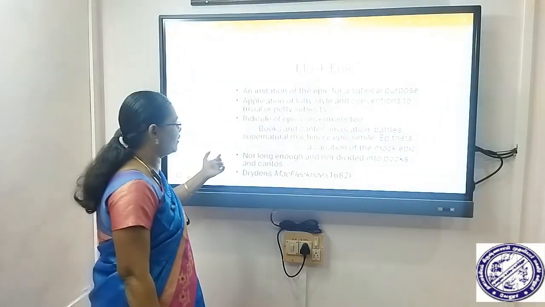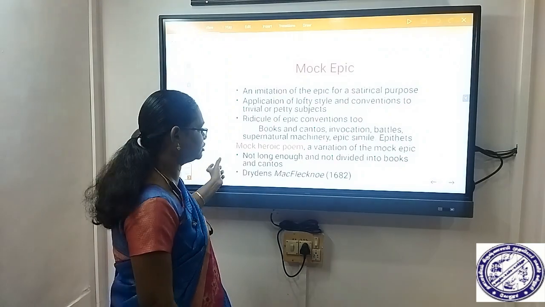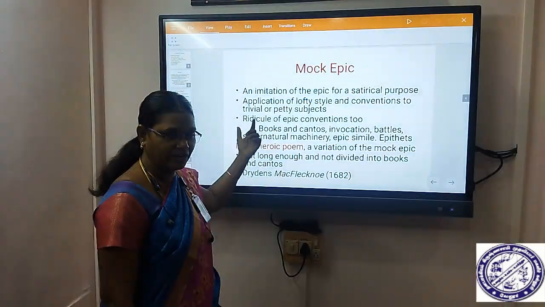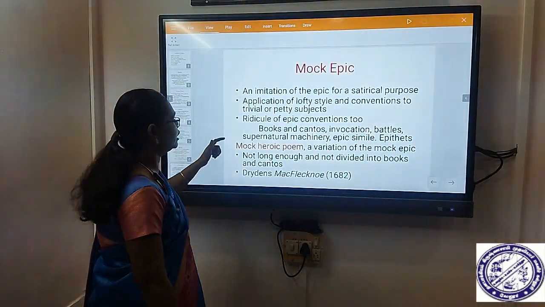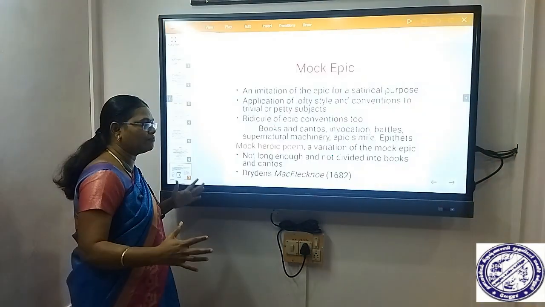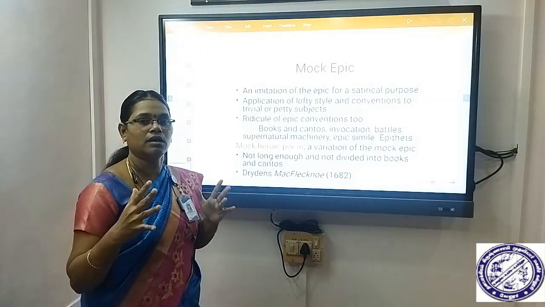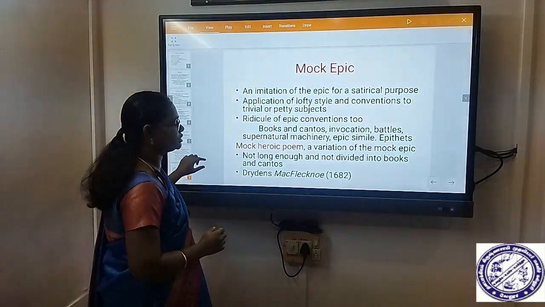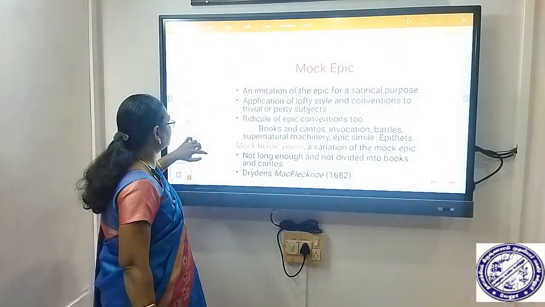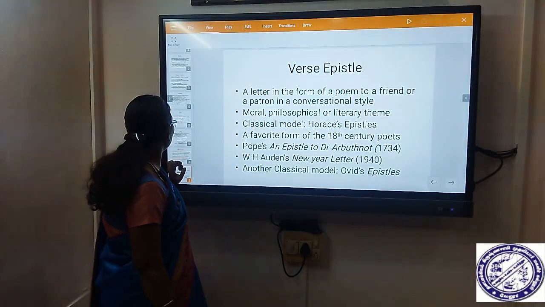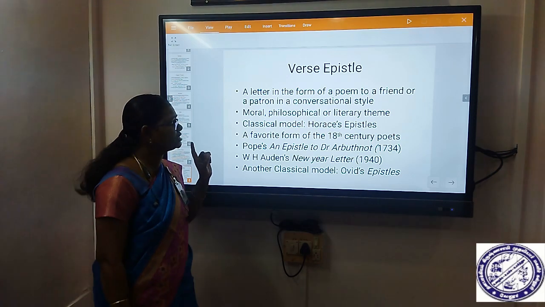This form is later divided as the mock heroic poem. That is also a variation we see between the mock epic and the mock heroic poem. It is not long enough, but it is divided into books and cantos. The best example for this is Dryden's MacFlecknoe, which was published in 1682. Next one is verse epitaphs.